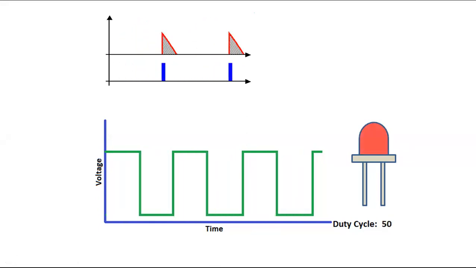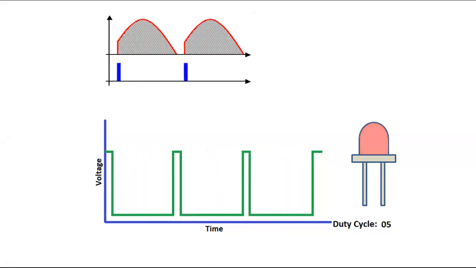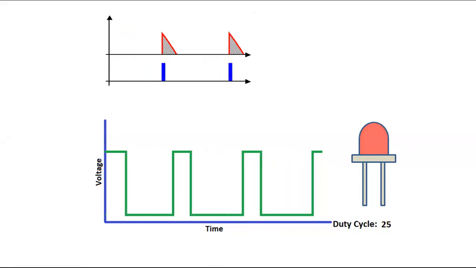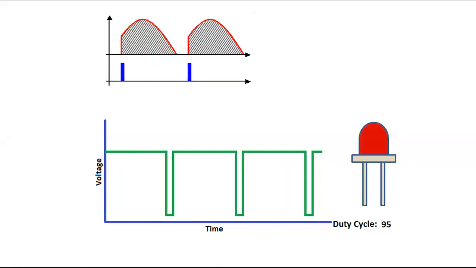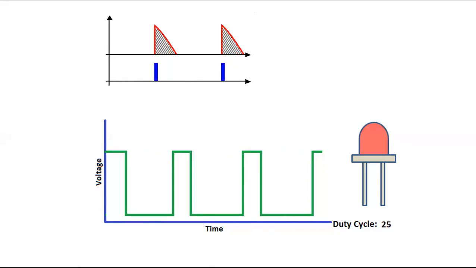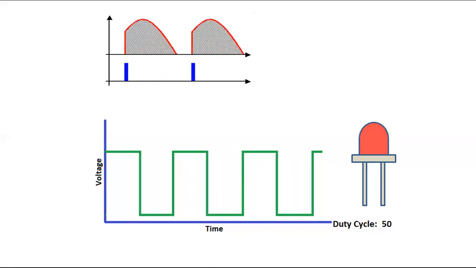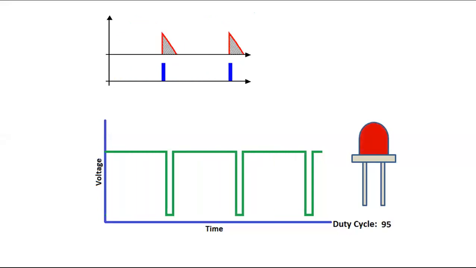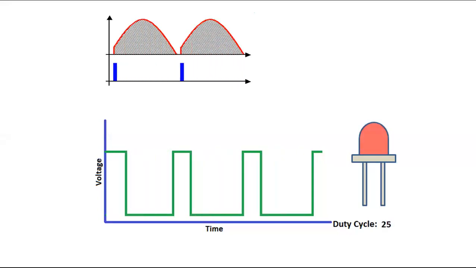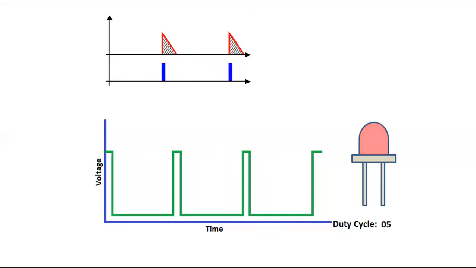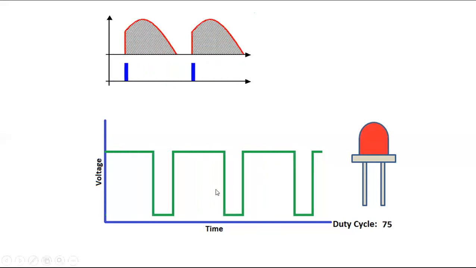Modulation means modification. Modification means changing the characteristics. Changing the characteristics means changing the frequency, or the voltage value, or the current value. So our topic is pulse width modulation.